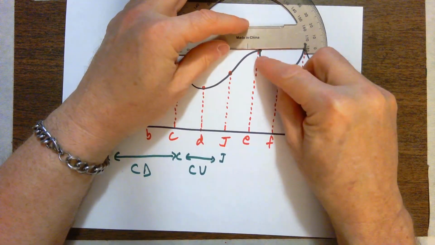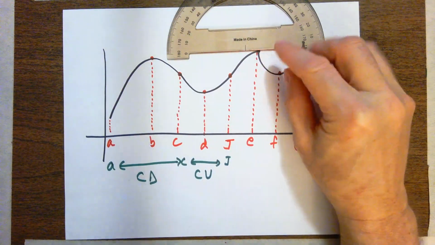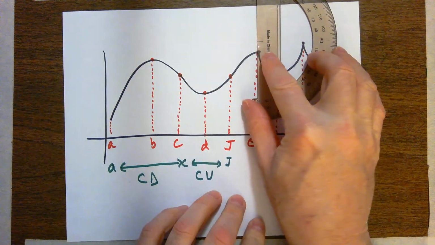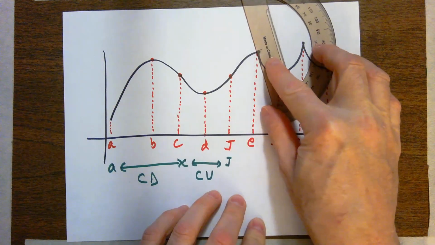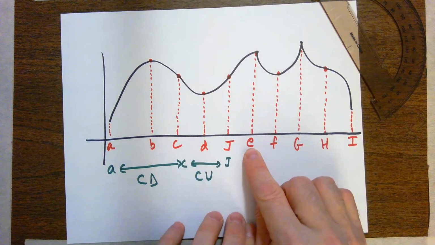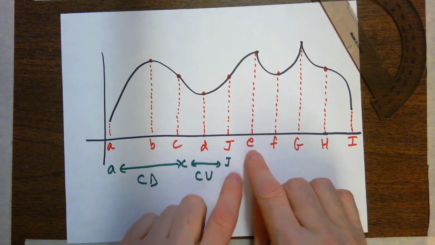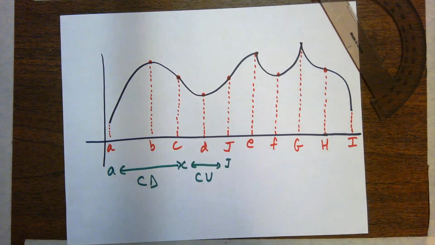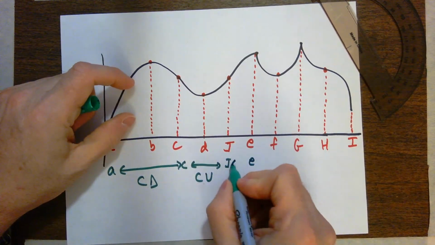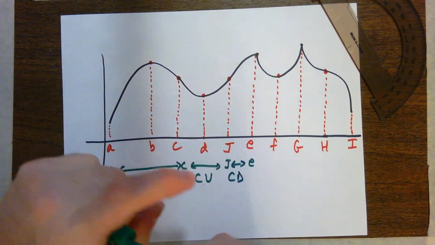Certainly something strange is happening at E, but is my concavity changing here? If I go to my tangent lines, now the tangent lines are below, so yes, the concavity changed here at E. So it looks like between these two points, it's concave down. From J to E, concave down.